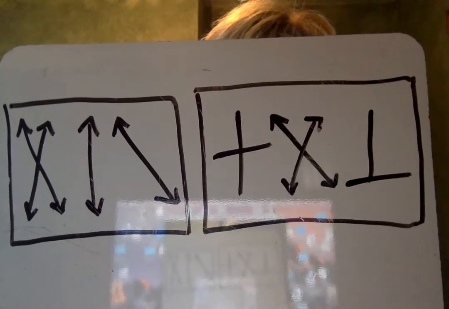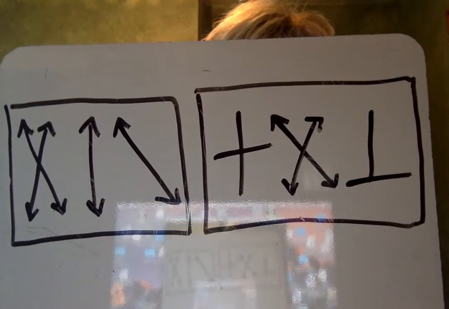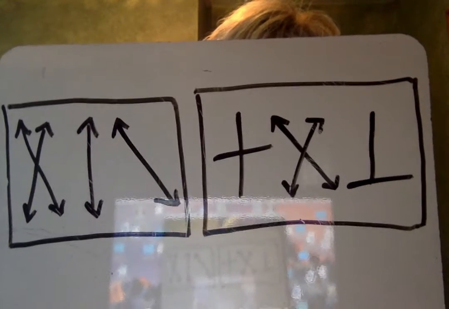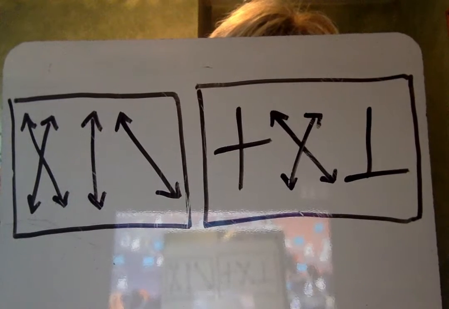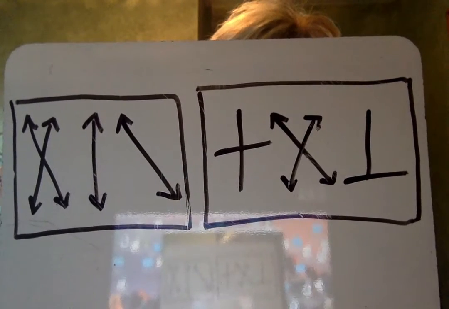Mathematicians have a special name for the intersecting lines in the second box. They are called perpendicular lines. Perpendicular lines look like the sides of a rectangle.